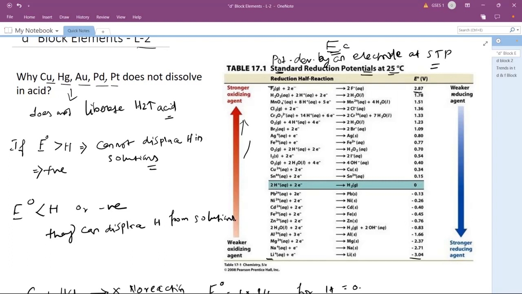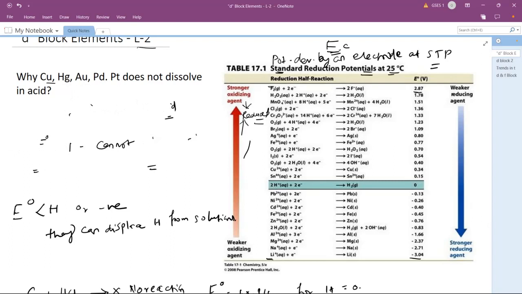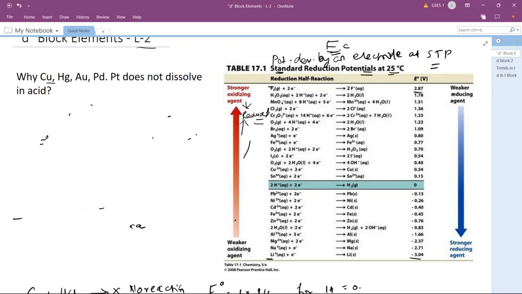Here, oxidizing agent, what does it mean? It itself gets reduced. Let me write it clearly for you. First, we should be clear about what oxidation, reduction, oxidizing agents and reducing agents are, so that it will be easy for us to decipher this table. While doing problems, we can then remember the important values of some elements.